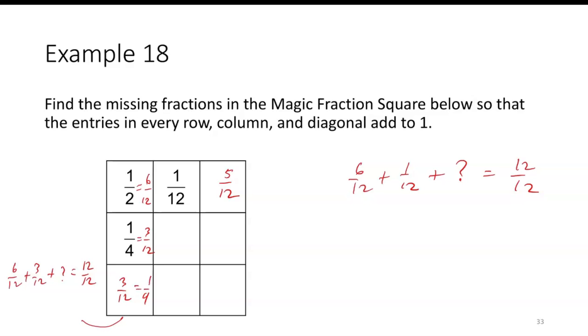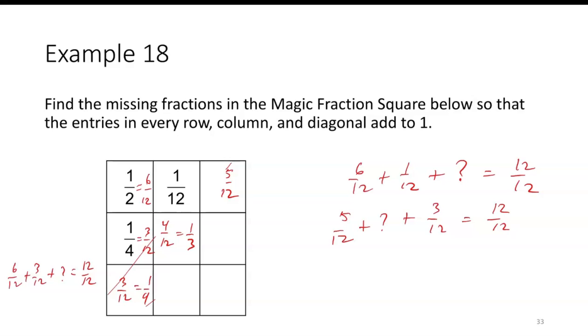All right, the diagonal, you want to think of like this diagonal here. Let's try to clear that out. That diagonal, we have 5/12 plus something plus 3/12 is equal to 12/12. So I know that this has to be 4/12, or 1/3.